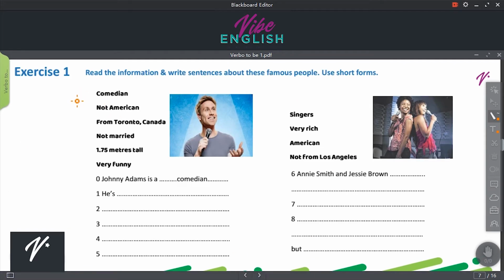In the next two slides we have some exercises to practice the verb to be. Here we have to read the information and write sentences about these famous people using the short forms. So here's the information: comedian, not American, from Toronto, Canada, not married, 1.75 meters tall, very funny. And for the second, singers, they are very rich, American, and not from Los Angeles.